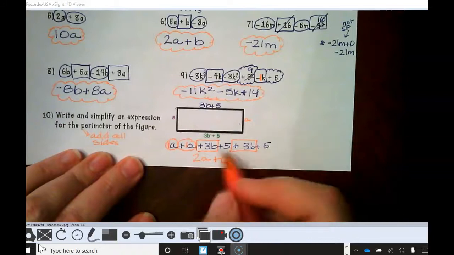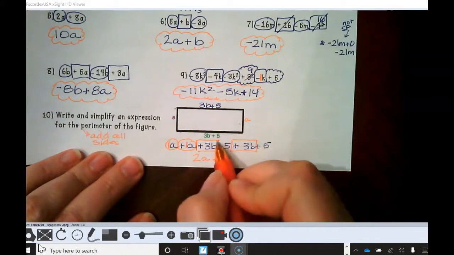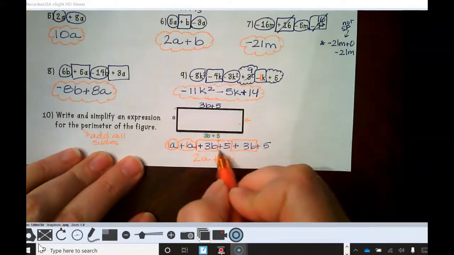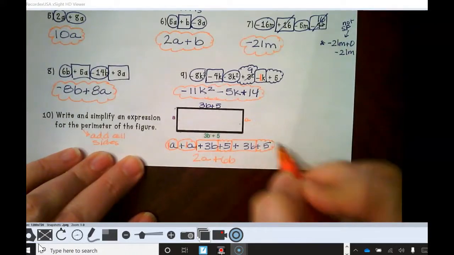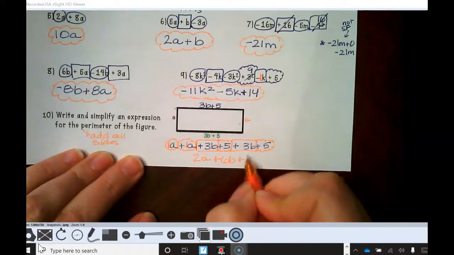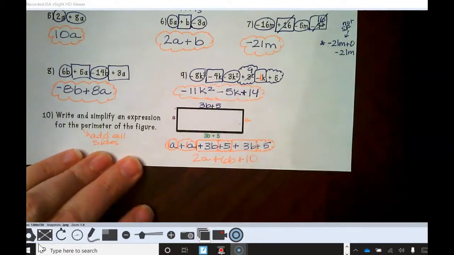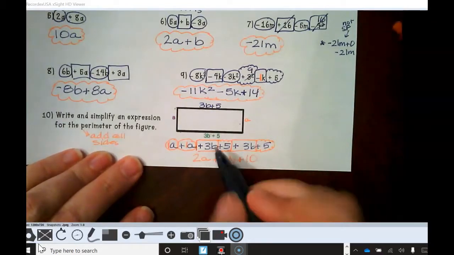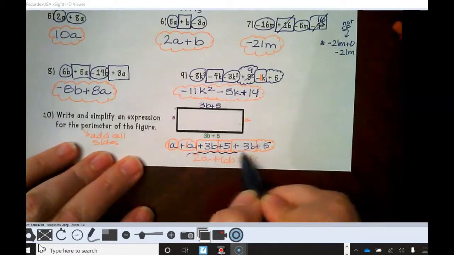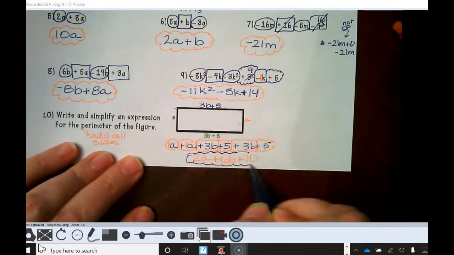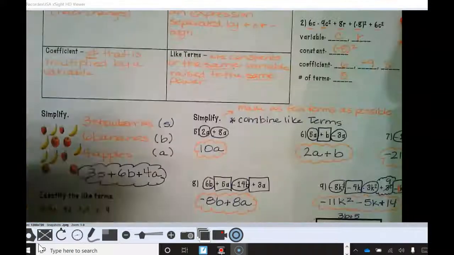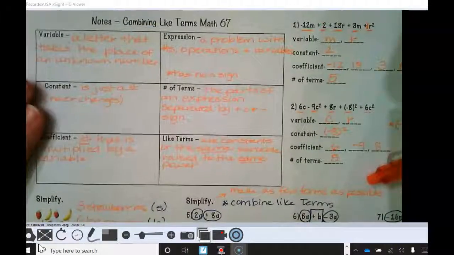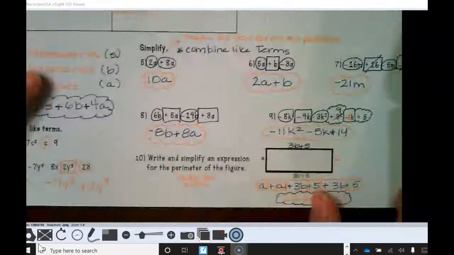And our last two terms are constants. So we have plus 5 and plus 5, which would be a plus 10. That is the perimeter of our rectangle. I hope I've helped you to understand a lot of the vocabulary associated with expressions and how to combine like terms.